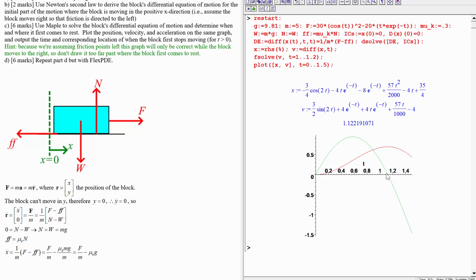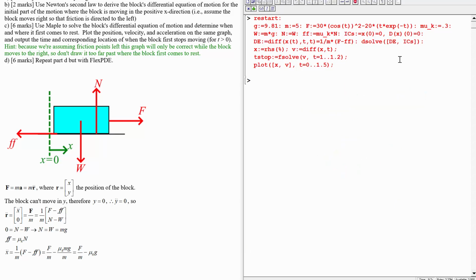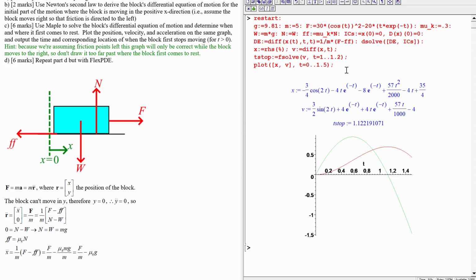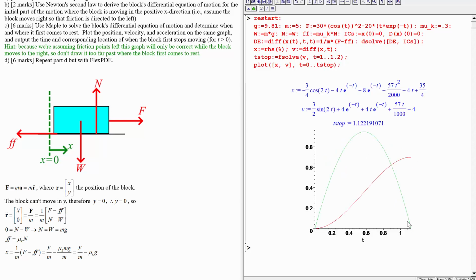Okay, so it looks like at t is equal to this. Let's assign that: t stop, fsolve that. So t stop will be equal to 1.122. At that time, we should have a velocity of 0 and a maximum position. So let's check. Plotting until t stop, looks like we hit exactly the spot where it stops.